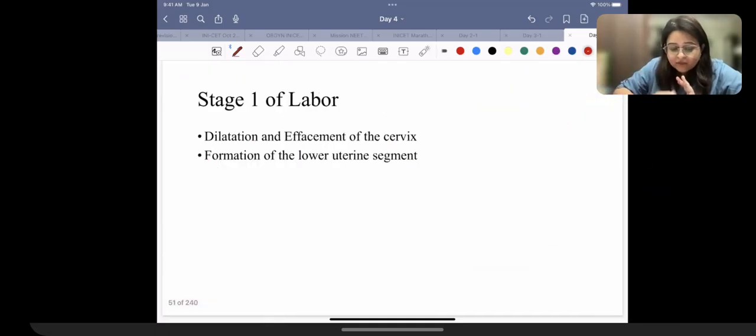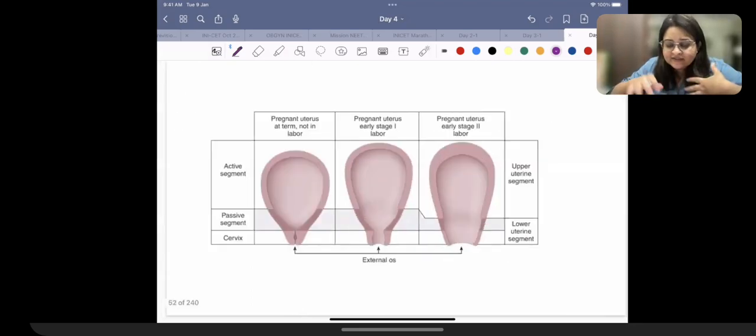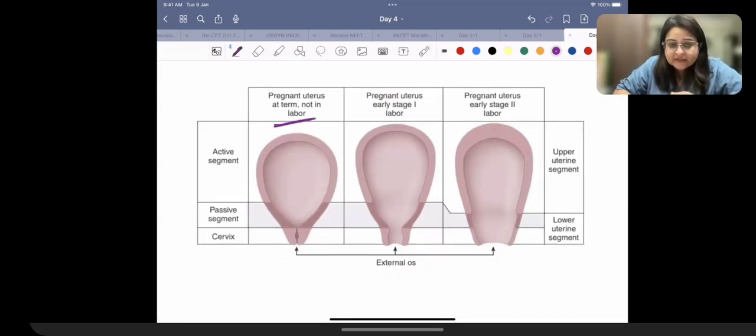Now, what happens in stage 1 of labor? You're having what I just explained to you: dilatation and effacement of the cervix and formation of the lower uterine segment. The cervix gets taken up into the lower uterine segment. So this is what is happening. This is a patient who is not in labor. So you have an upper segment.